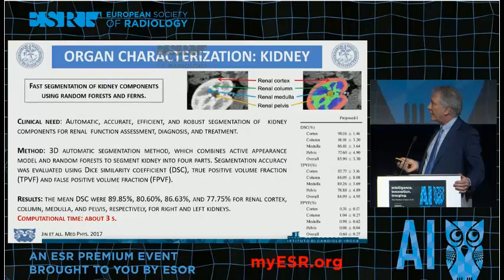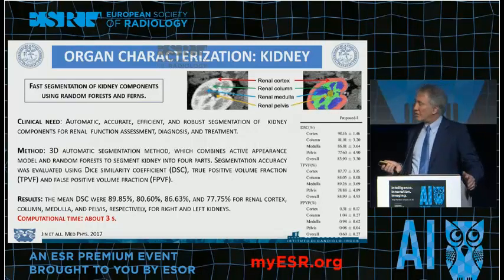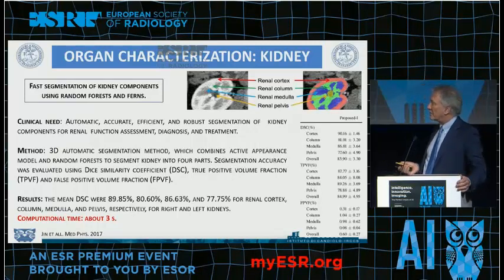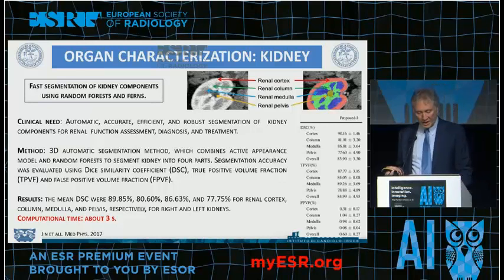Or this is what I said before. With segmentation methods, we can identify different parts of the kidney, and of course the relation between the volume of the cortex and the medulla might change during disease, and this is just a preliminary study. And one of the advantages of these methods is also that they have a very low computational time.